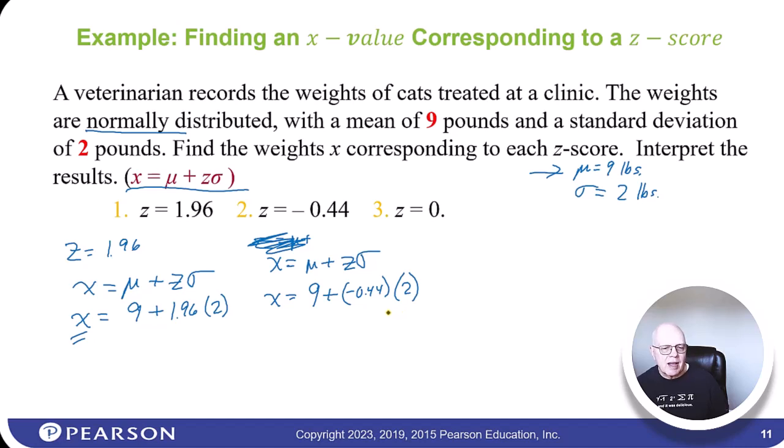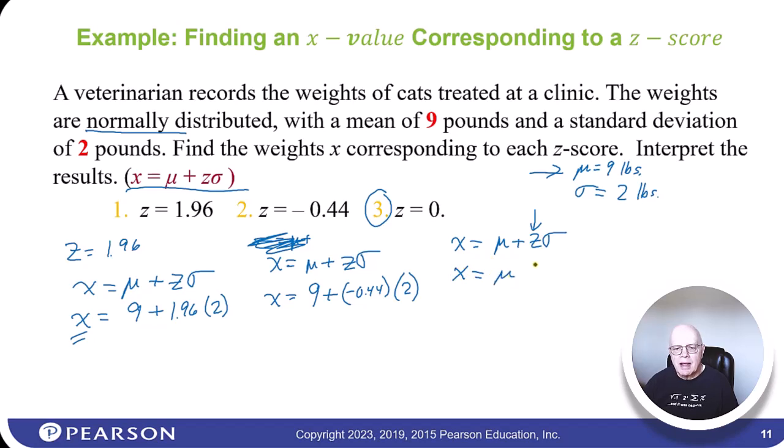Take the calculator to that, you've got your answer. Now, what I really wanted to get to was this third one, because you could actually do this in your head. You don't think so? Take a look at this. Here's our equation readjusted so that it's solved for x: mu plus z standard deviation. And the z is 0. So, since this is 0, mu equals x, or just 9.